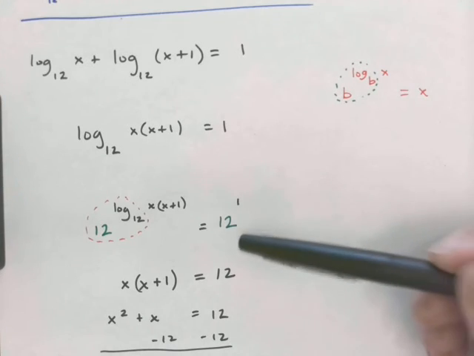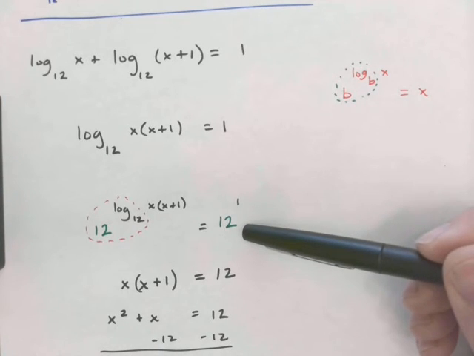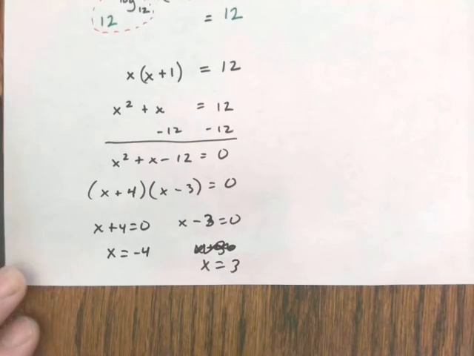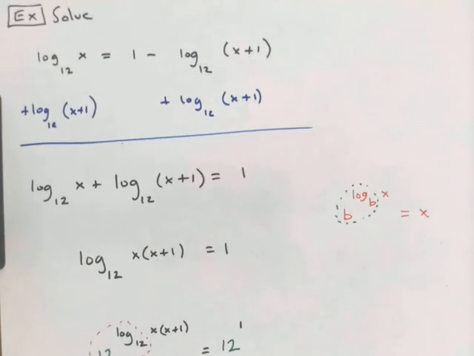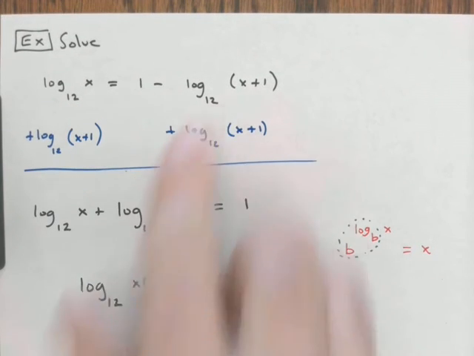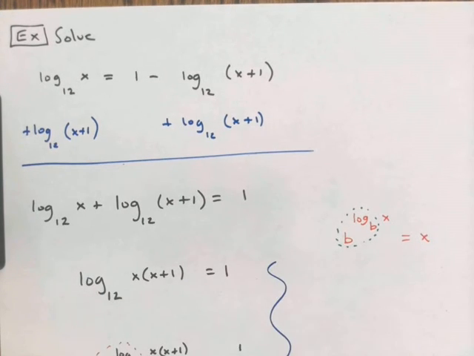In this step, when I exponentiated both sides, I need to remember anytime I do that step, I do need to take our final answers and plug them back in to make sure they work, because sometimes you end up with extraneous solutions. So I'm going to take -4 and 3, and I'm going to check both of those. Let me start by taking -4 and plugging that back in for the x's in the original.